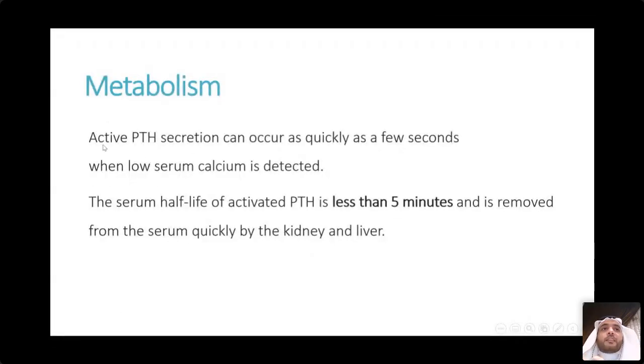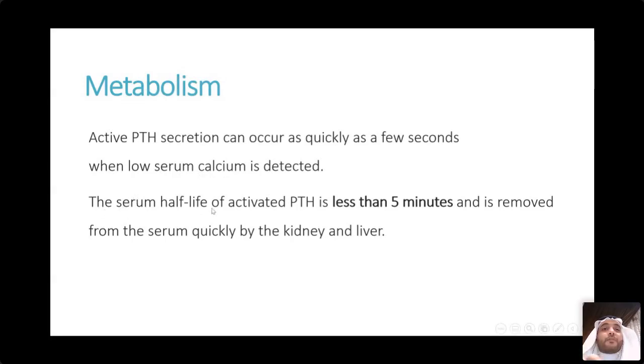Metabolism. Active parathyroid hormone secretion can occur as quickly as a few seconds when low serum calcium is detected, and as we see, the range of calcium is very narrow because of this. It's a very important system and needs calcium within its normal range.